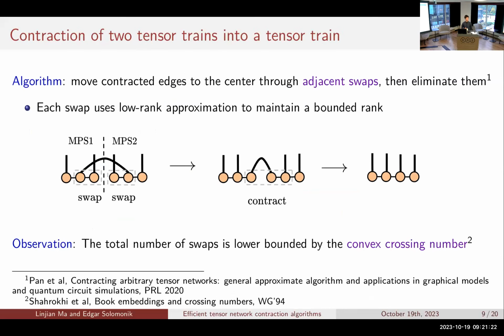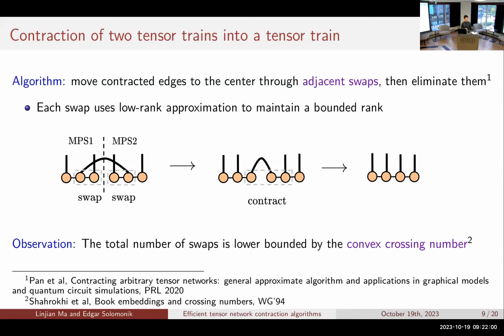So in the tensor-train-based tensor network contraction, the main idea is that every time we generate an intermediate tensor, we then just approximate that tensor as a bounded rank tensor train. So the most critical step in this scheme is then to contract 2 tensor trains into an output tensor train. To do that, the standard way is to use a sequence of adjacent swaps of tensor train dimensions to move the contracted dimension between 2 tensor trains into the center, and then use contractions to eliminate that contracted dimension to generate the output tensor train.